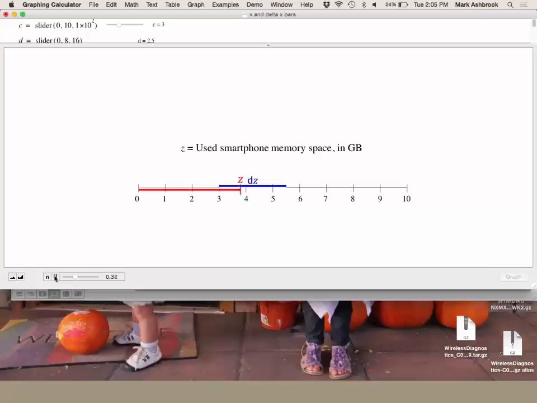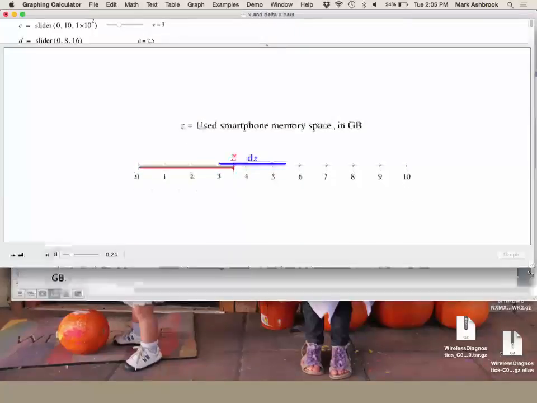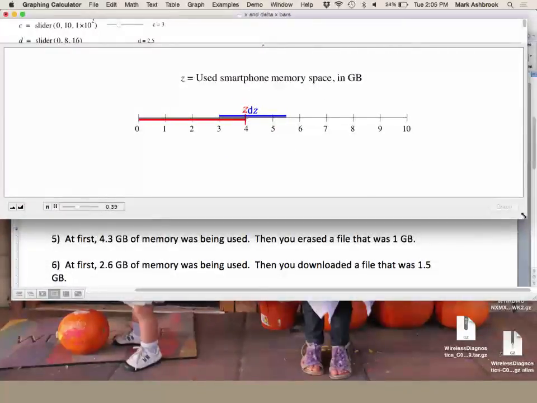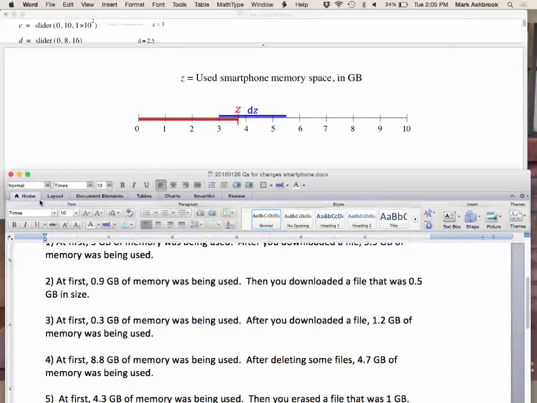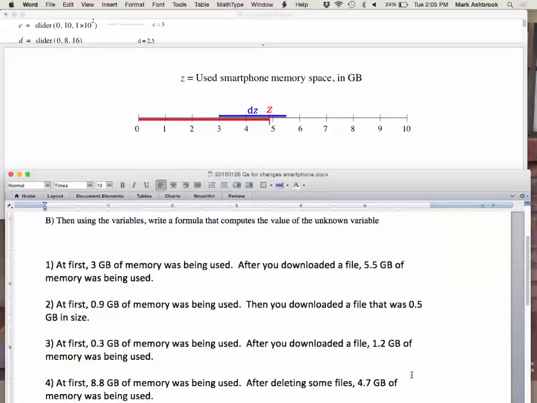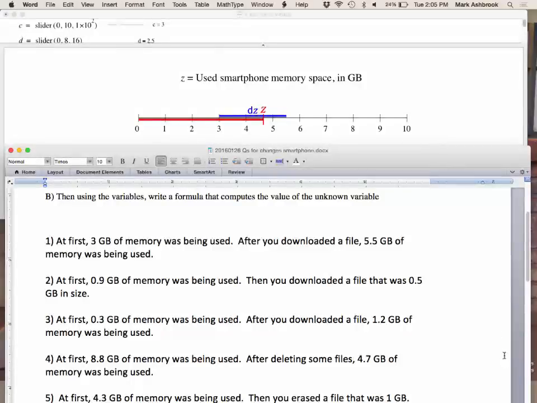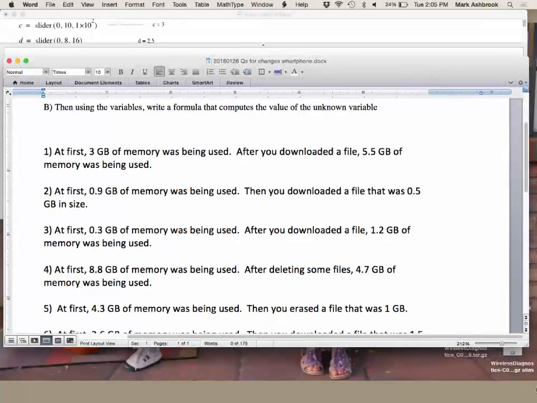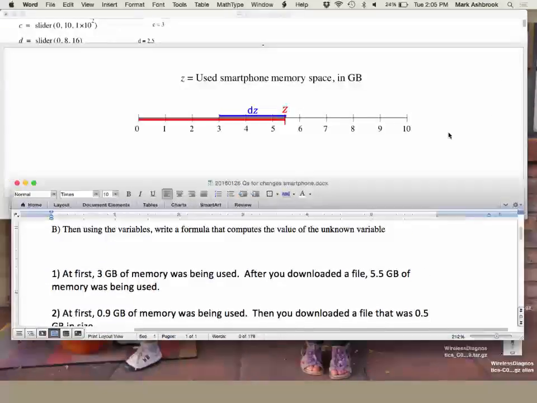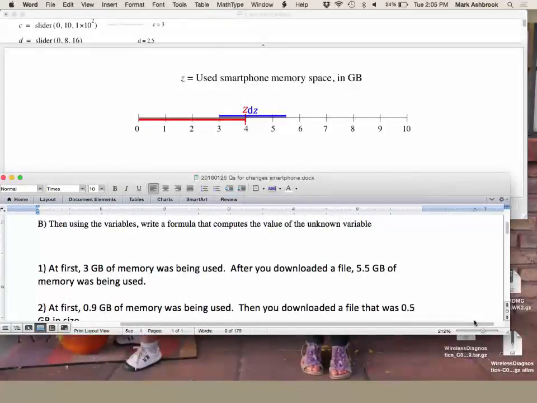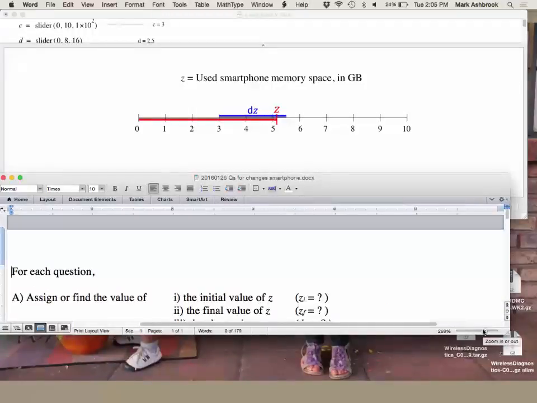I don't have my pen, so I can't write on the screen. So don't jump ahead. We're going to go slow. We want this to sink in. This is not about finding answers. This is about understanding the difference between z and dz. That's what we're after, understanding that.